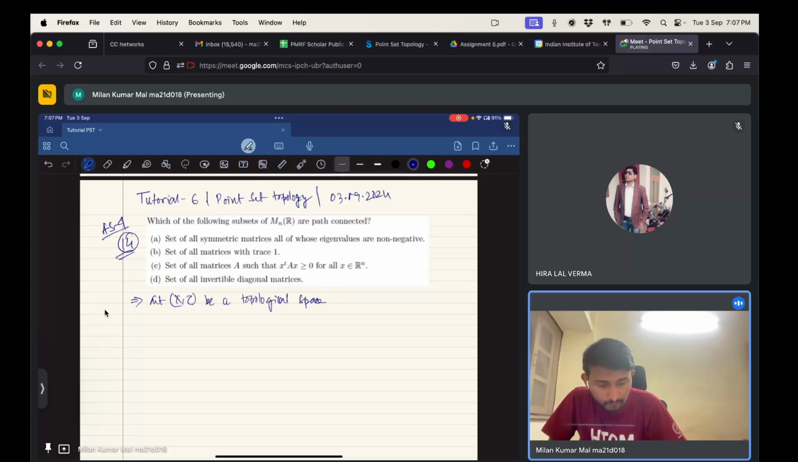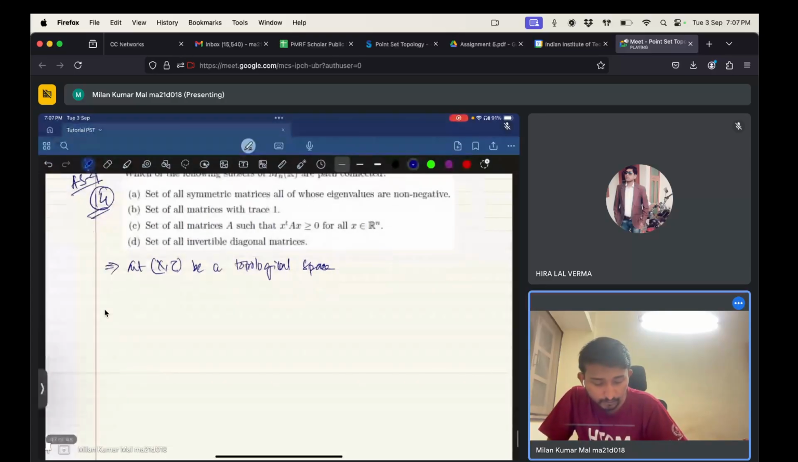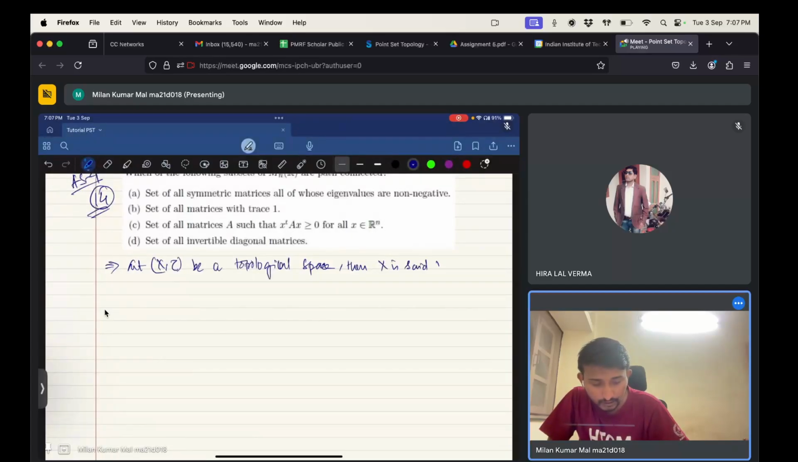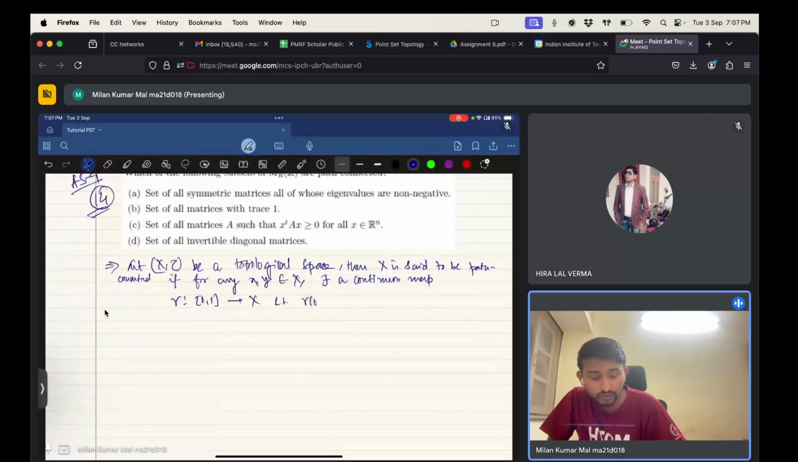topological space. Then X is said to be path connected if for any two points x and y belonging to X, there exists a continuous map gamma from the closed interval [0, 1] to X, such that gamma of 0 equals x and gamma of 1 equals y. So this is the path connected definition.